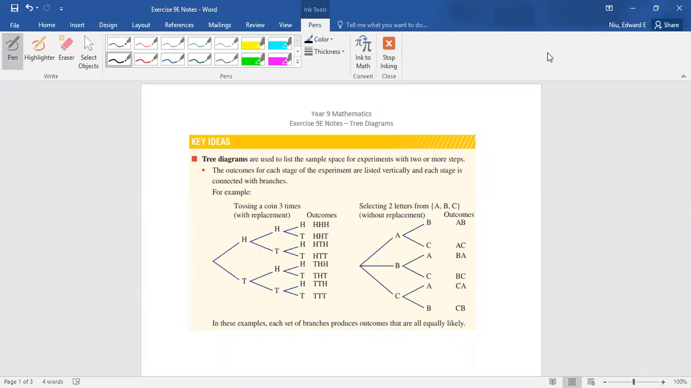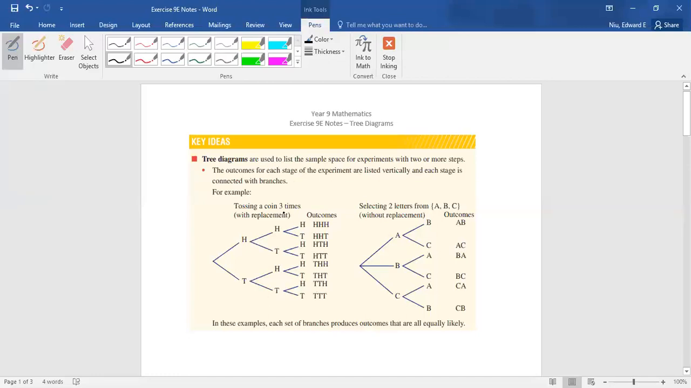It's about tree diagrams, and it's another way of showing all the possible outcomes. Now, tree diagrams are a lot better than the array tables you did in exercise 9D because you can do 3-step, 4-step, 5-step experiments, so on and so forth, and not just 2-step experiments like the array table was limited to. So down below here, we've got tree diagrams used to list sample space, which is all the possible outcomes.